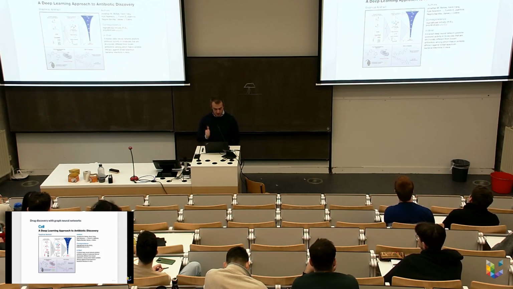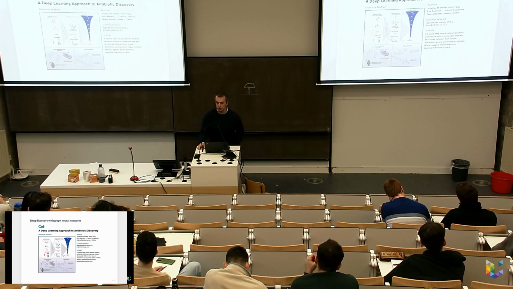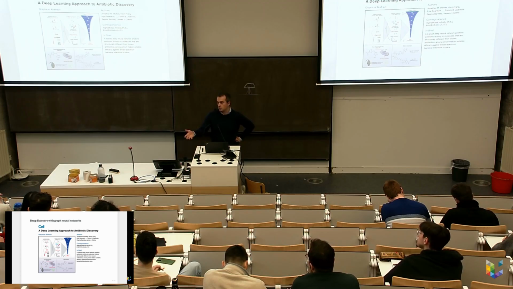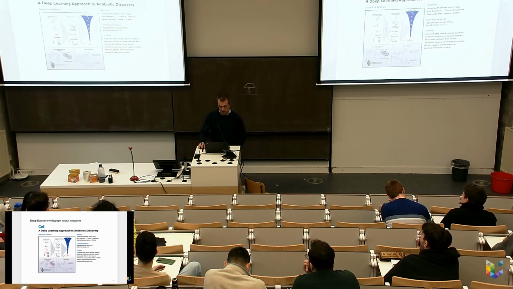And so what has been done in this paper is to use a neural network to basically filter out at least some promising molecules that then have been tested in the lab. What they proposed to use was a neural network, a graph neural network, to solve this task. And actually, in this paper, they have discovered a new antibiotic with a neural network.